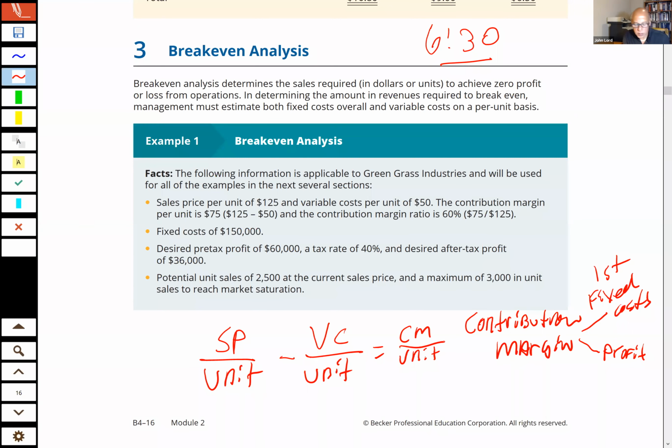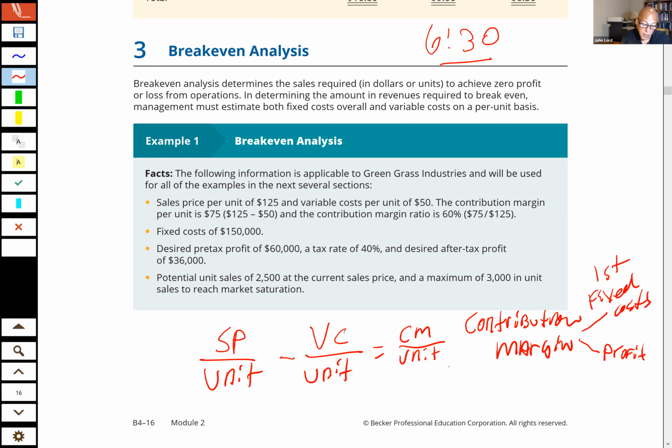Okay, now sometimes they'll give us the entire sales, and we'll have to know then that we're going to have to take the entire amount of sales and divide it by the number of units to get the sales price per unit. They'll give us the total variable cost. We'll have to divide that by the number of units to get our variable cost per unit. And that will give us the contribution margin per unit.